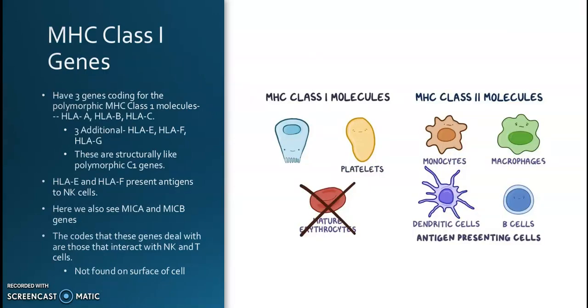MHC class 1 has three genes coding for polymorphic MHC class 1 molecules. These would be HLA-A, HLA-B, and HLA-C. There are three additional genes, HLA-E, HLA-F, and HLA-G. These are structurally like polymorphic class 1 genes. HLA-E and HLA-F present antigens to NK cells.